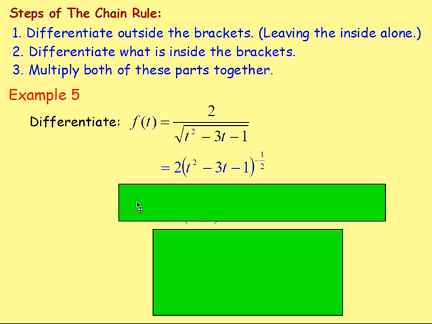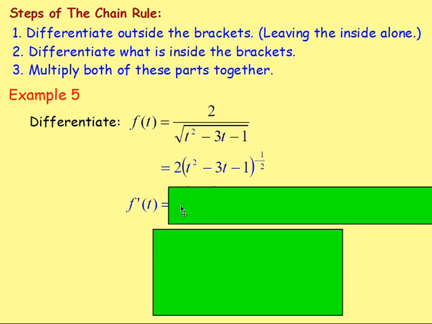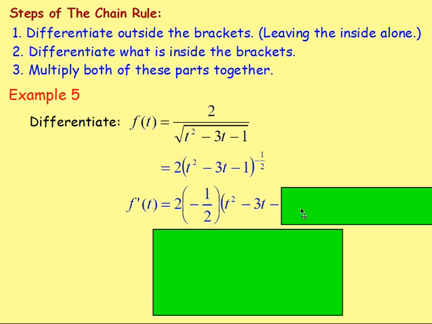Once we've done that, we can then differentiate. So we'd have f dash t. Remember, we've got the brackets to the power of something. Leave the brackets just as they are and differentiate outside first of all. So bring the negative 1/2 down and multiply that by 2. So 2 times the negative 1/2. Leave the brackets just as they are, so we've still got t squared take away 3t take away 1. And from there, take 1 off that power. So the negative 1/2, negative 1 take away 2 is negative 3, so it's negative 3 over 2.